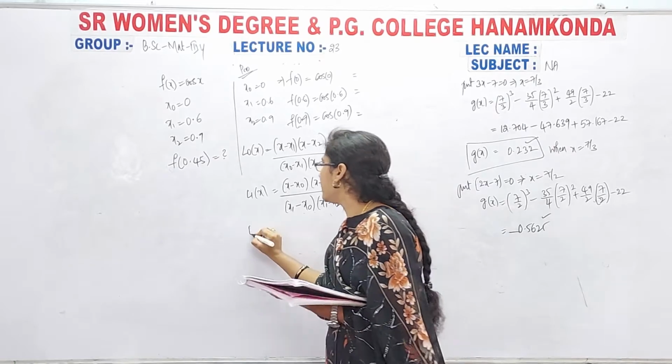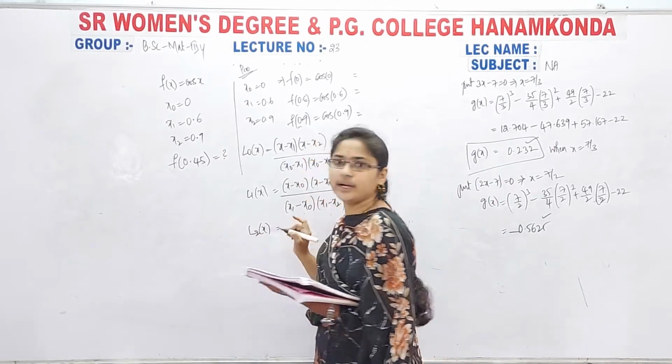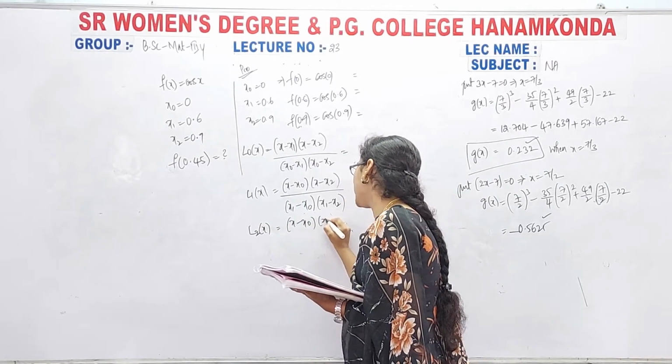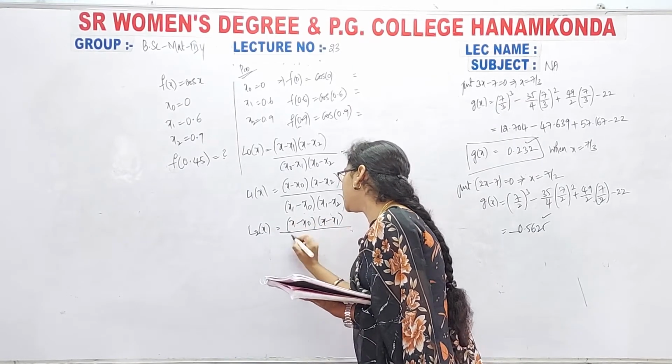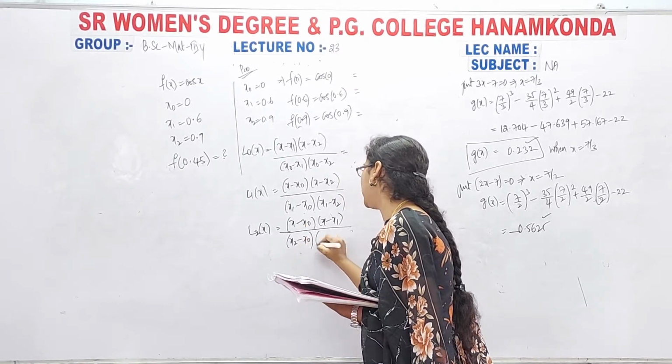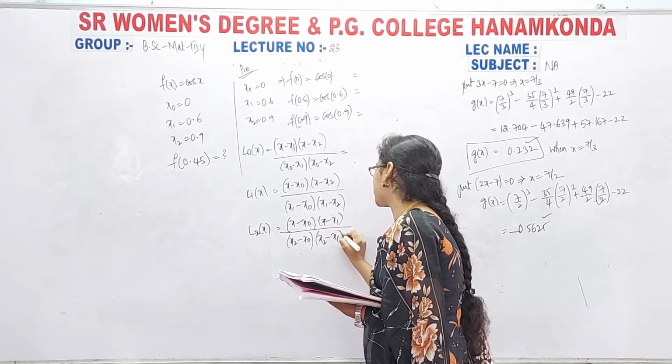Okay, next L2 of x means, in the numerator x2 should not come, so now here x minus x naught into x minus x1, and in the denominator x2 must be present in each and every term: x2 minus x naught into x2 minus x1, that's it.